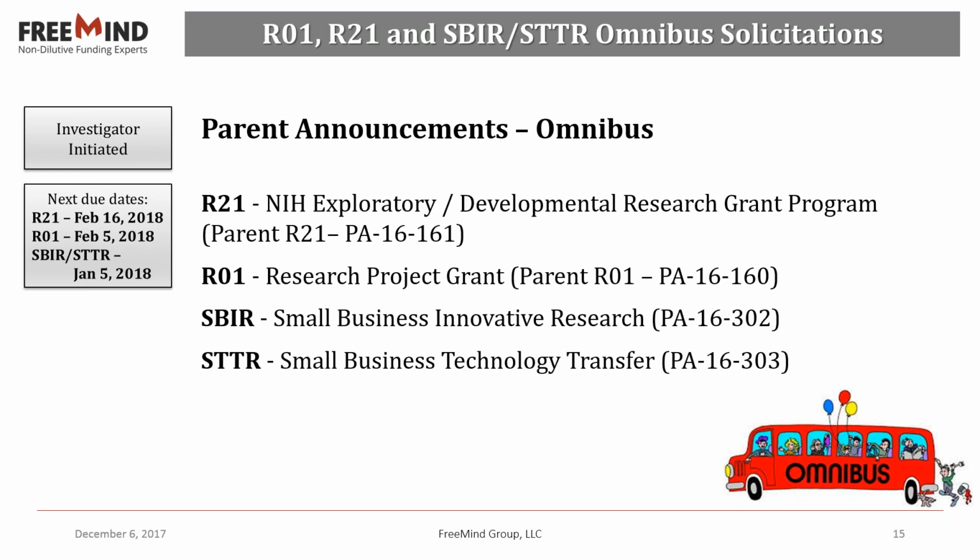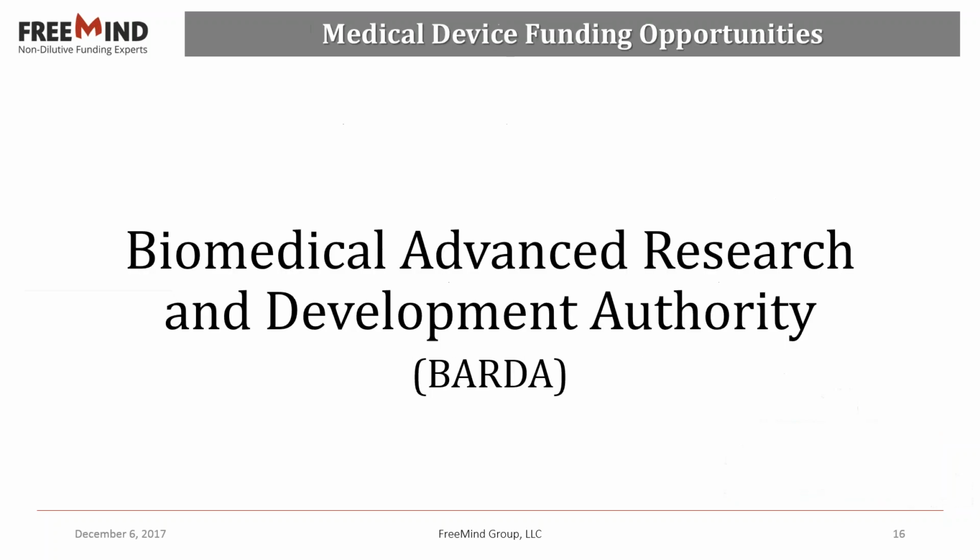R21 deadlines are February 16th. That's the next one. R01s are February 5th. SBIRs are coming up in January, then again in April. So now's a great time to work on these opportunities. So keep in mind, if you can't find any specific solicitation which fits your research, or even as a first step, don't miss these valuable opportunities, or as I like to say, take a ride on the omnibus.